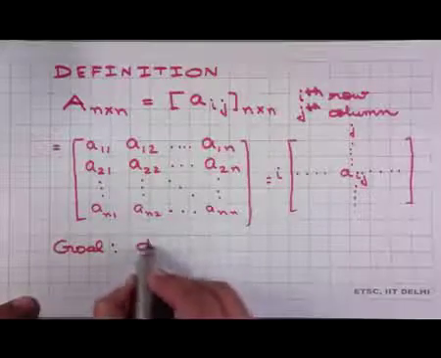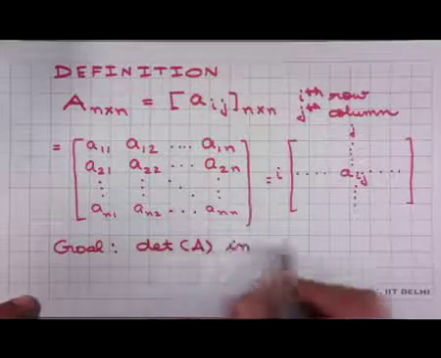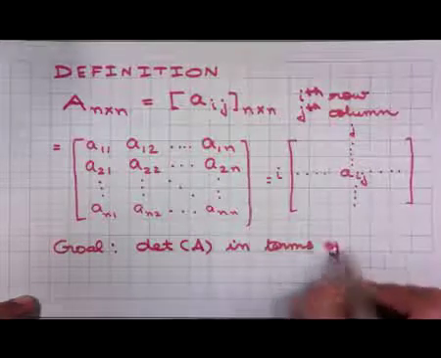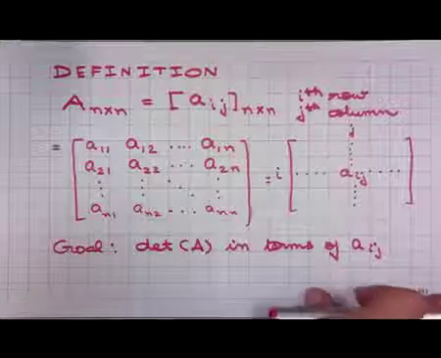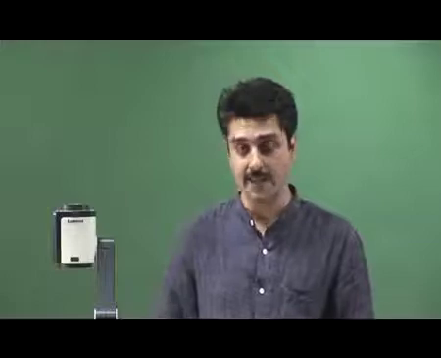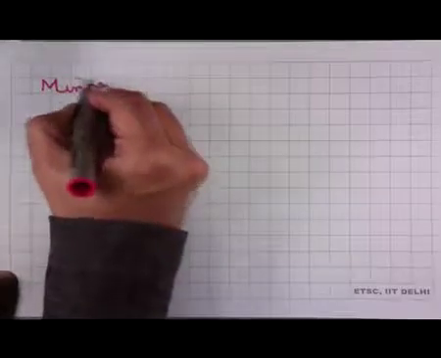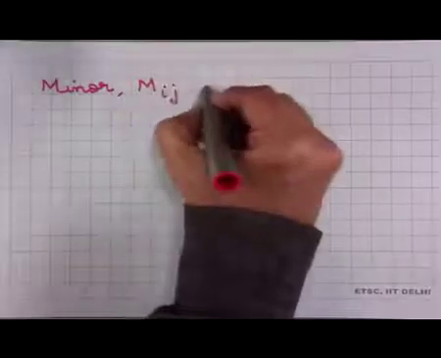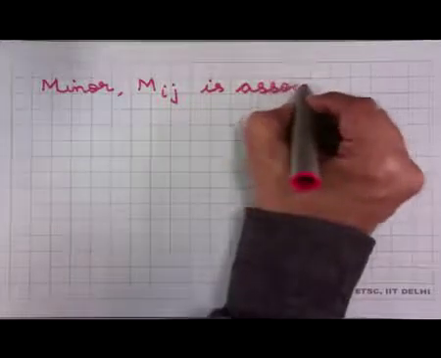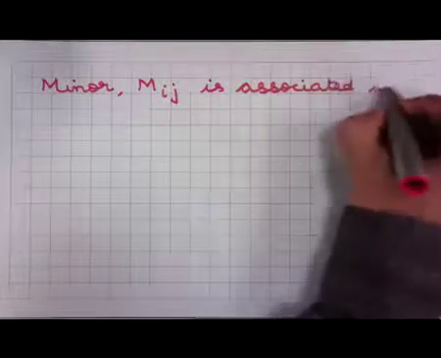We have already seen an example of a 2 by 2 matrix, and what we want to do is to say, okay, what is the goal? The goal is to find the determinant of A in terms of Aij. So, for that, what we want to do first is we have to define what is called a minor. So, a minor Mij is a quantity which is associated with each entry.